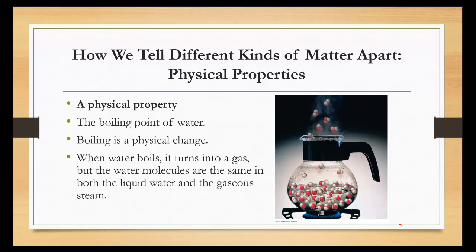Another example of a physical property is the boiling point of water. Boiling is a physical change. It's going from a liquid to a gas. When water boils, it turns into a gas. But the water molecules are the same in both the liquid water and the gaseous steam.